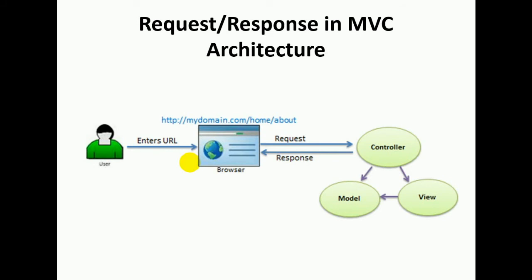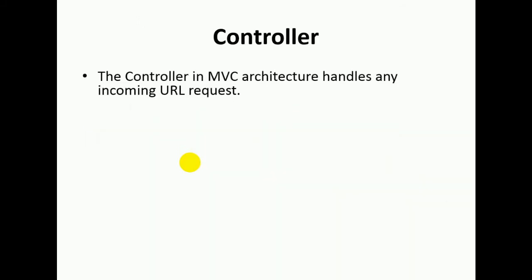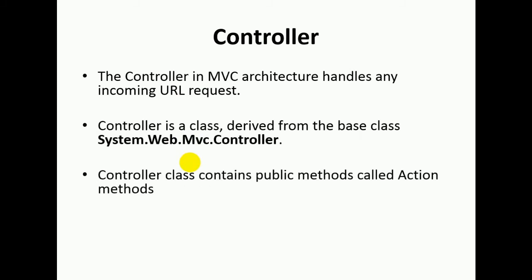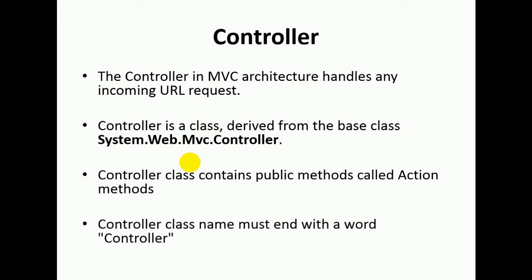Now have a look at controller. The controller in MVC architecture handles any incoming URL requests. Controller is a class derived from the base class System.Web.Mvc.Controller. Controller class contains public methods called action methods. Controller and its action method handles incoming browser requests, retrieves necessary model data and returns appropriate response.